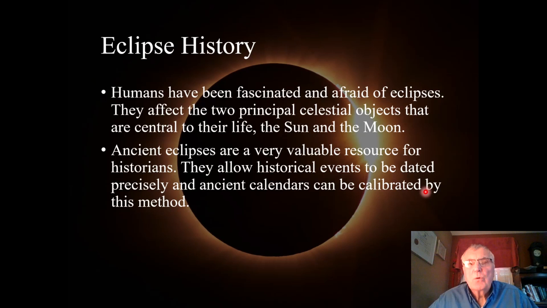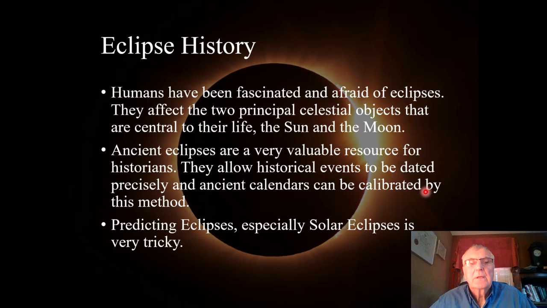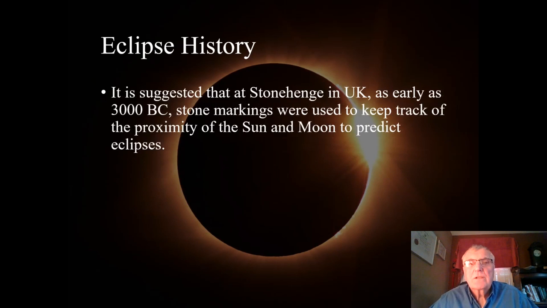They're a very valuable resource for historians because they can date very specific historical events. They can also calibrate ancient calendars to our calendar, so we know exactly when these things happen. Now, predicting eclipses, particularly solar eclipses, is a bit tricky. But predicting lunar eclipses, people were pretty good at it for a long time. They knew what the pattern was. It's suggested that at Stonehenge in the UK, as early as 3000 BC, some of the stone markings were used to keep track of the proximity of the sun and the moon to predict eclipses.